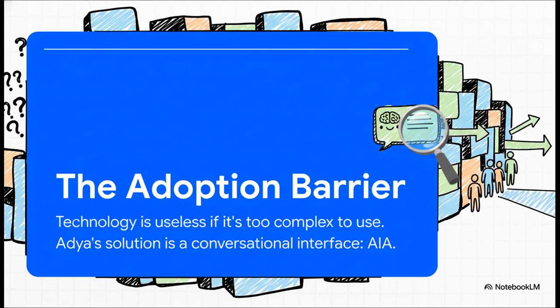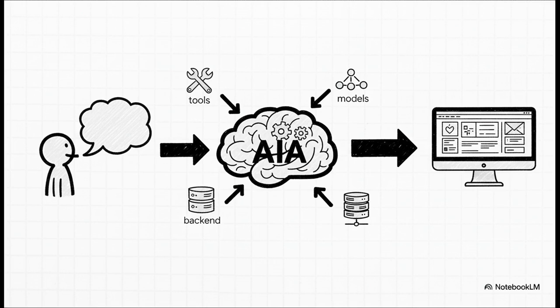Adya's answer to this is a conversational interface called AIA, and it's designed to just completely get rid of that complexity. And the process is incredibly simple. A user, even someone who's not technical at all, just tells the AI what they're trying to do in plain English. And from there, AIA handles literally everything. It picks the right models, the right tools, the right backend, and it builds the entire solution for you from start to finish. Absolutely zero technical skill required.